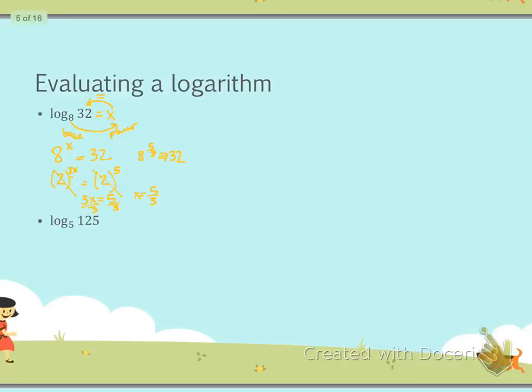Okay, so my next one, we're going to set it equal to x here. So I have my base, my power, and what it's equal to. So what, when I fill it in for x, gets me 125? If I take 5 to the 3rd, it gets me 125.